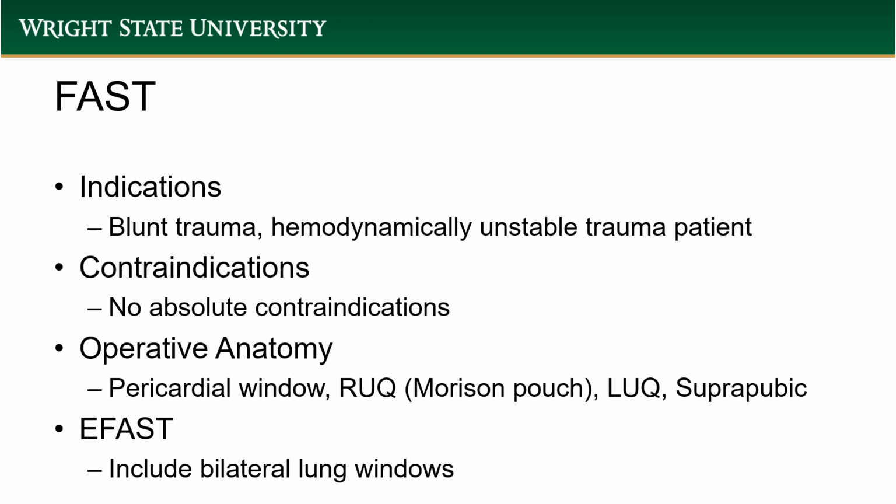So it's important to keep in mind that you want to make sure you're getting your pericardial window in the subxiphoid region, your right upper quadrant Morrison pouch, left upper quadrant splenorenal space, and the suprapubic space. We'll also talk about the EFAST, which includes bilateral lung windows to look for any pneumothorax. Some things to keep in mind is that blood is going to be hypoechoic or anechoic, or dark on your ultrasound when you're performing it, and air is also going to be anechoic or completely black.